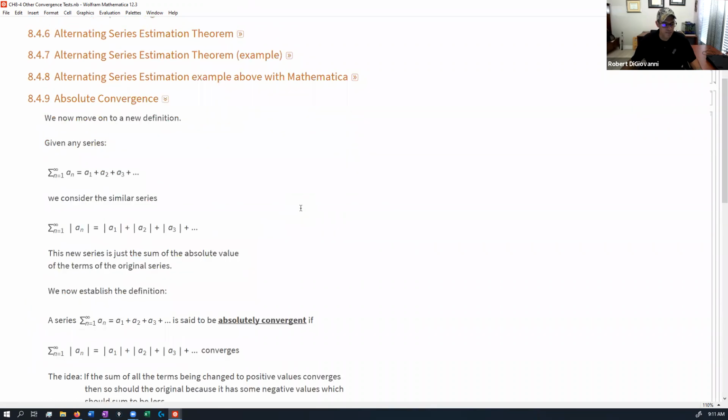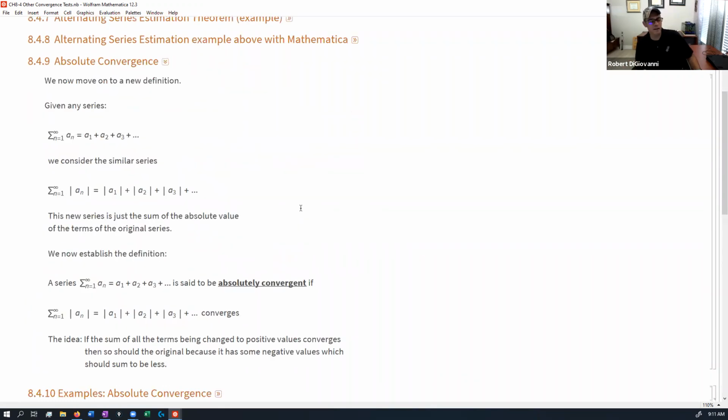Absolute convergence. As a student, I remember this confused me, but it's not hard once you understand it. So this is a definition. It's saying that if we start with any series, and that's any series at all, you can have positive and negative, we can alternate, doesn't matter what it is, we consider a new series. And all that new series does is, instead of a sub n, we look at the absolute value of each of the little pieces, and then we add those up. That means we're never going to have any negatives in there. Everything's going to be positive that we're adding together.